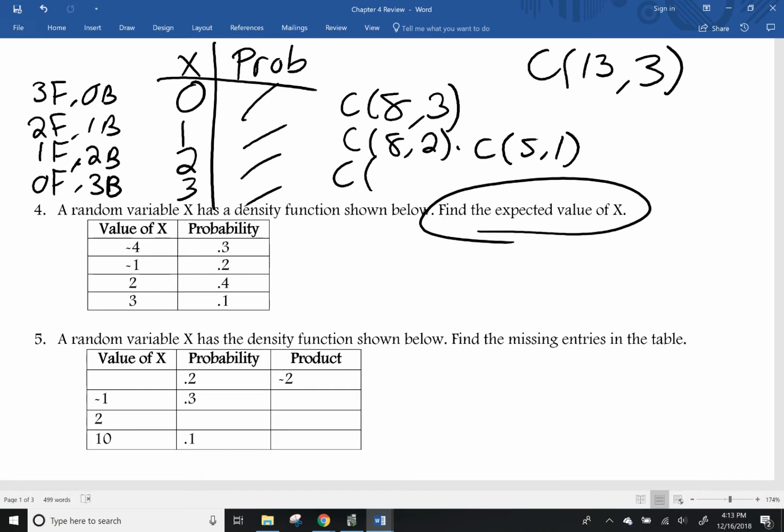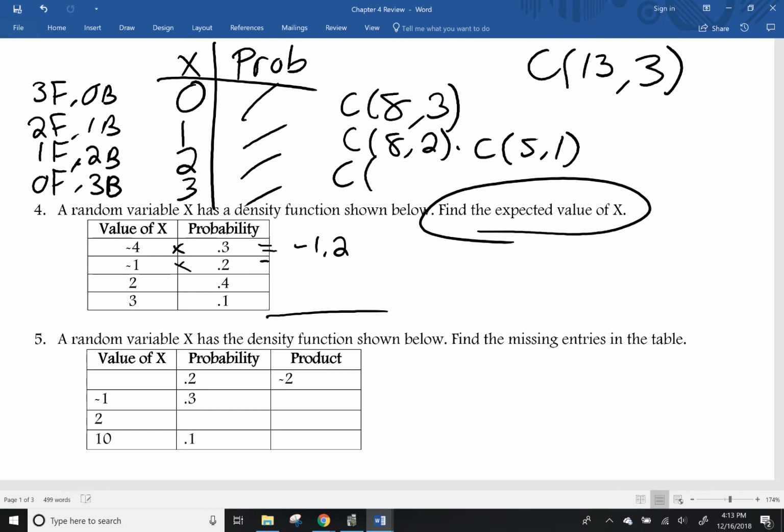Okay. So anyway, to find it, you'd have to multiply the value of x with its probability and get that total for each of these, and then add up that total at the end. So -4 times 0.3. I don't know what that would be, but we can check real quick. Would be -1.2.